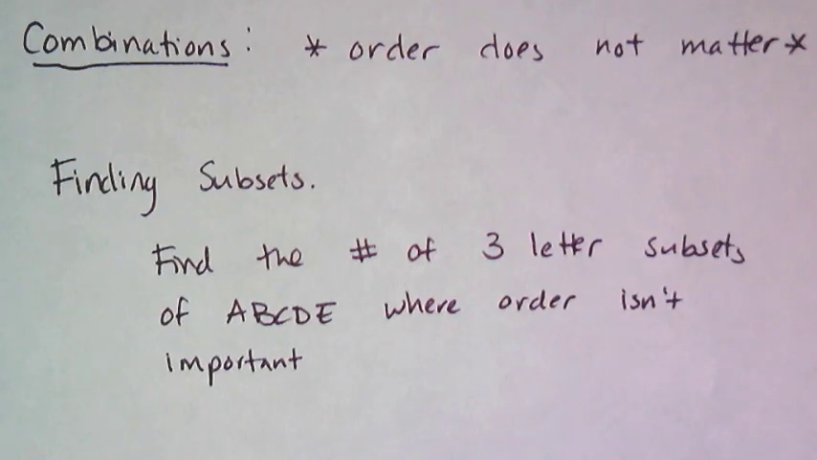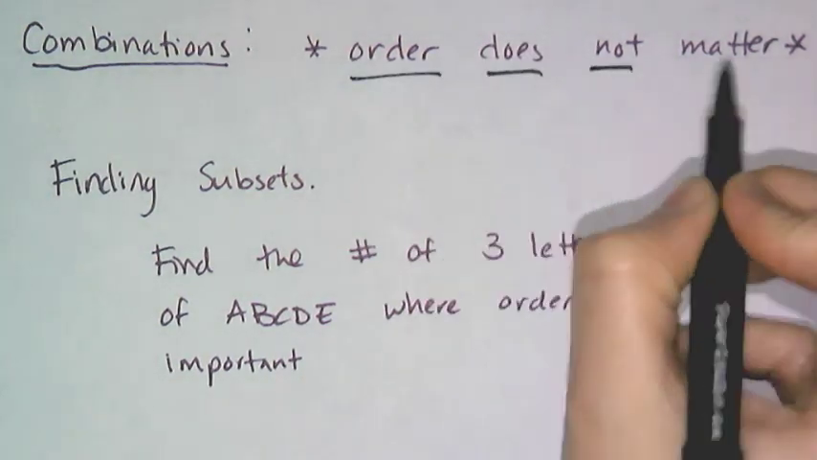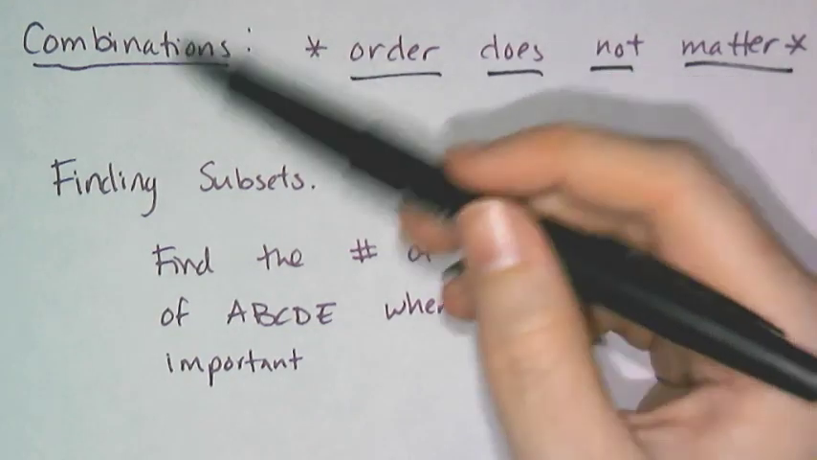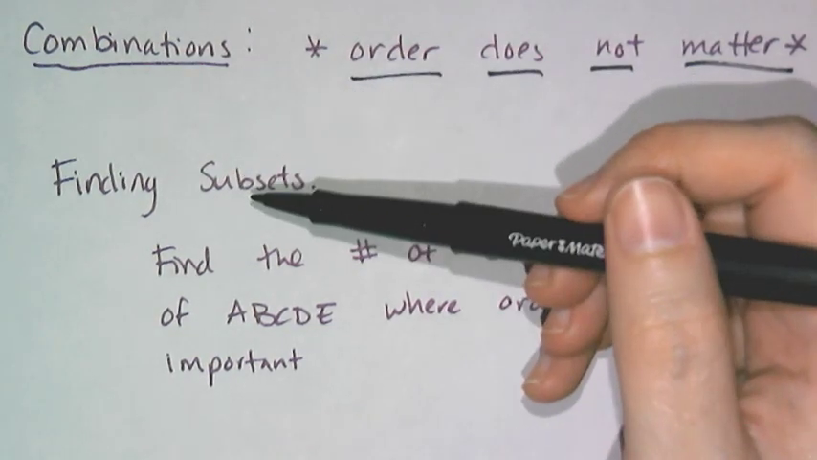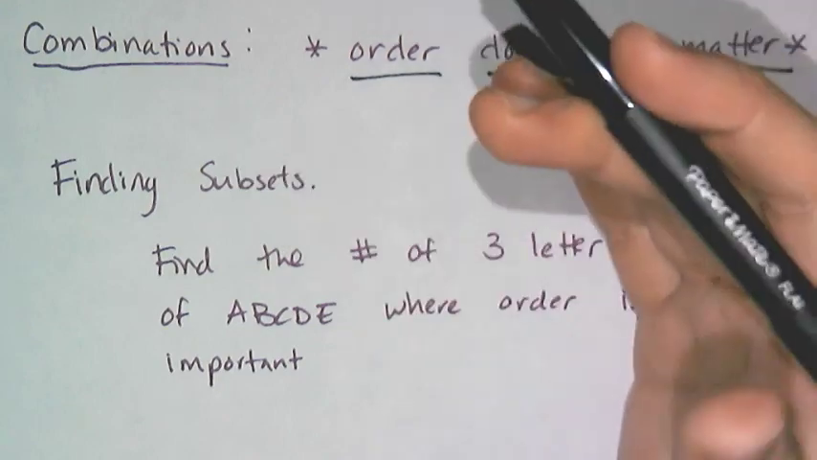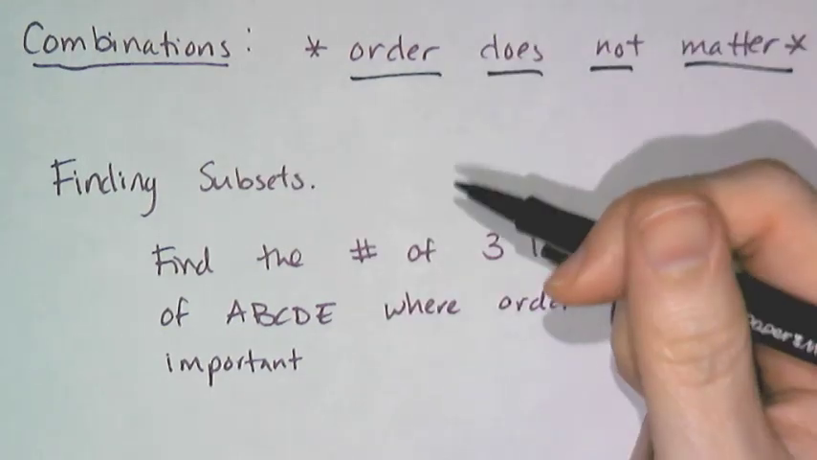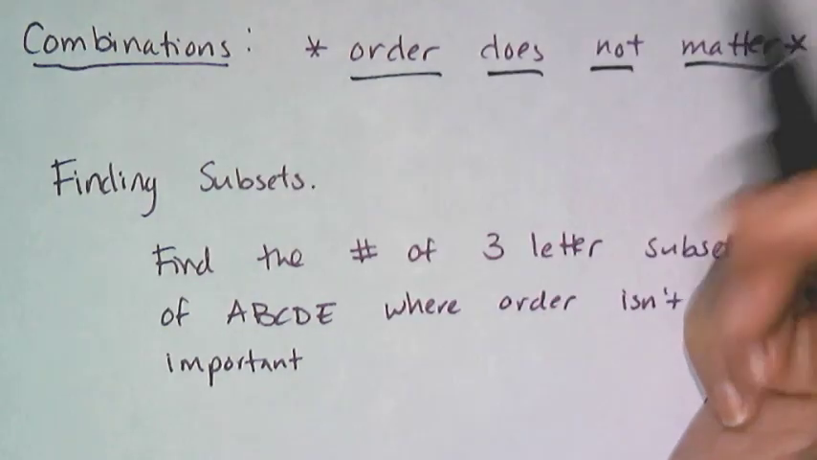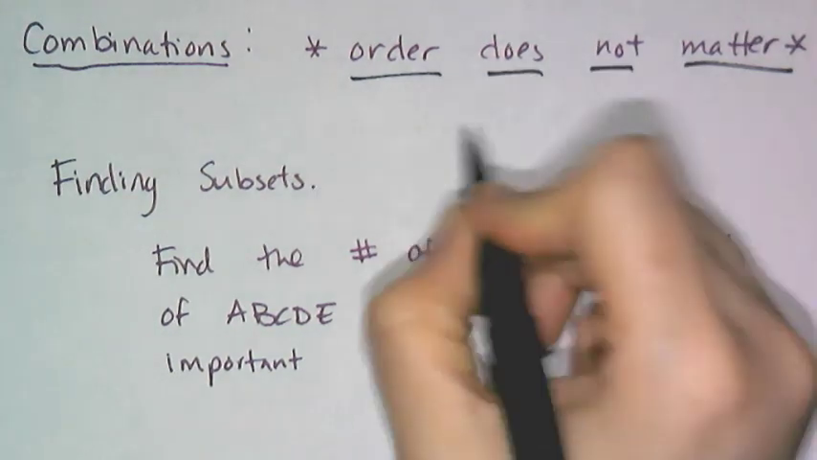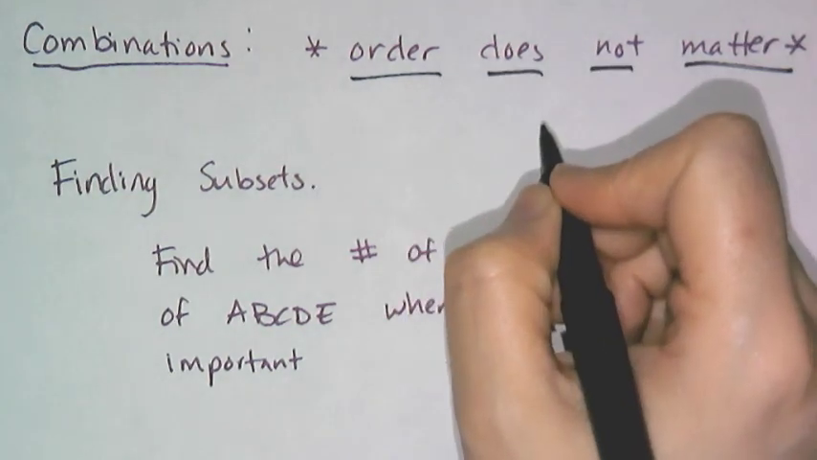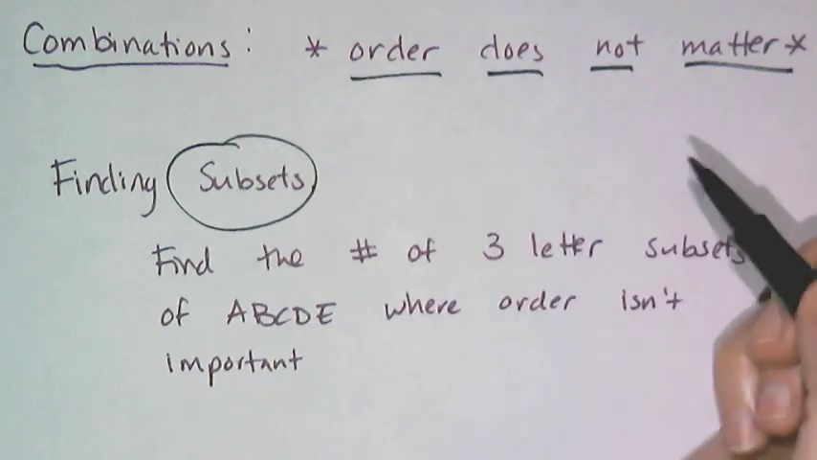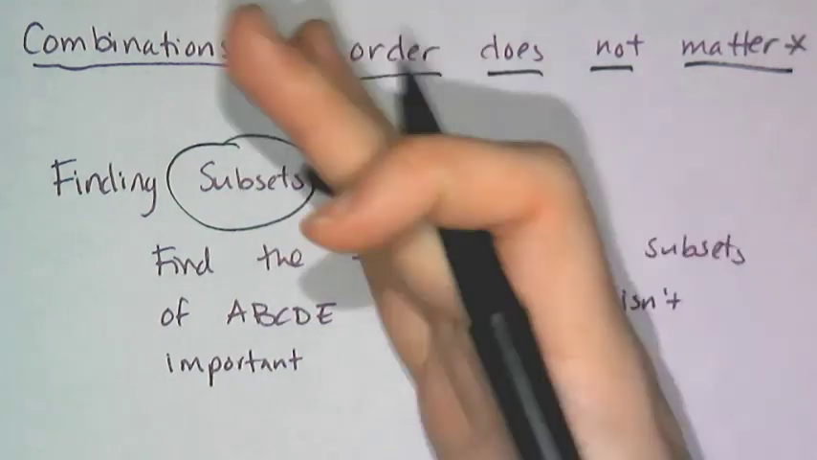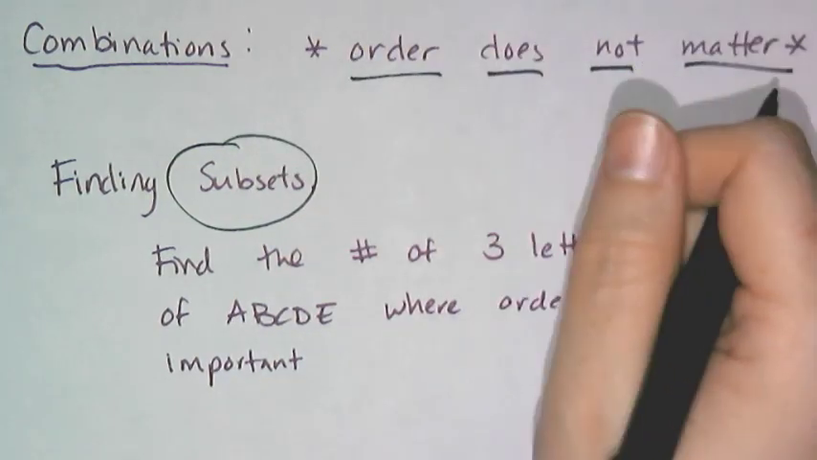Now, the contrast to the permutation is the combination, and in this case, order does not matter. And it's kind of weird that it's called combination, because when you get a combination for your lock or your locker, the order totally matters, but mathematically, in a combination, the order does not matter. So this is more like finding the number of subsets as opposed to finding the distinct ways to arrange something.